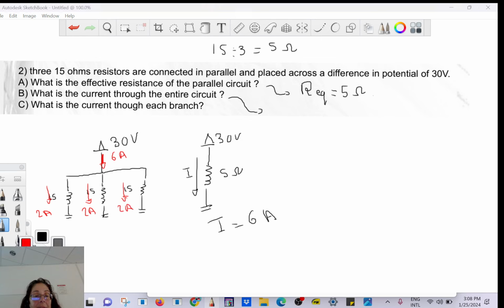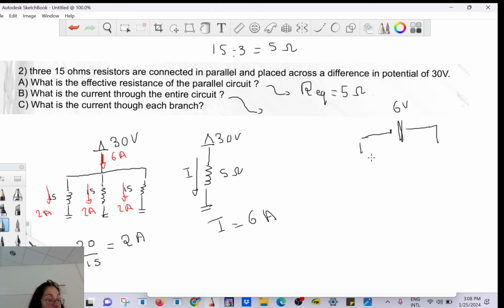Let's check. The voltage drop is 30 divided by 15. That's going to be 2 amps. Okay, so 2 here, 2 there, 2 there. Is that clear? Now, try to do the schematic on your notebook to make sure you know how to do it. So this is 6 volt. Do a schematic here.